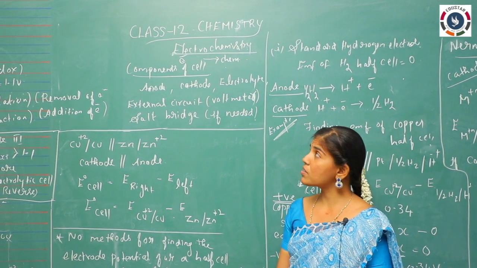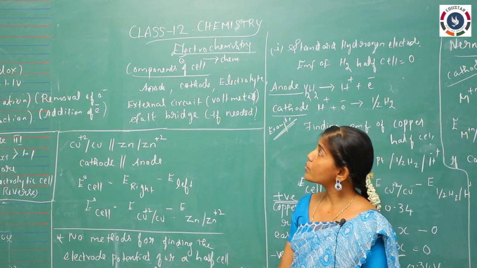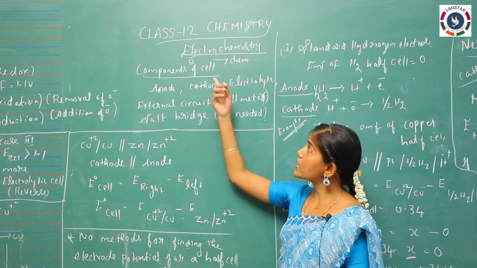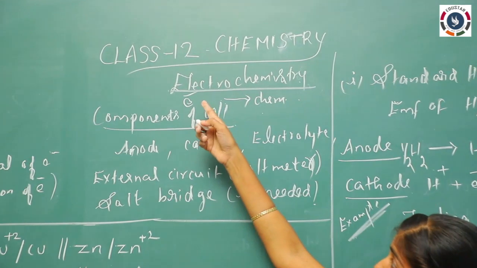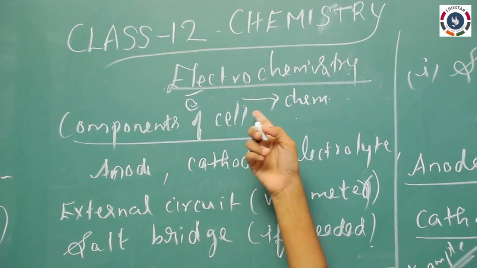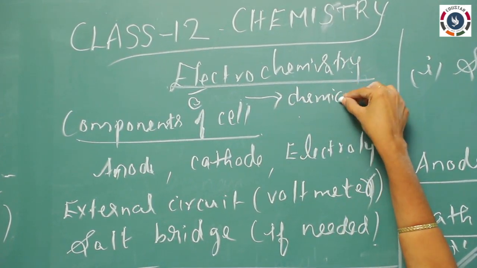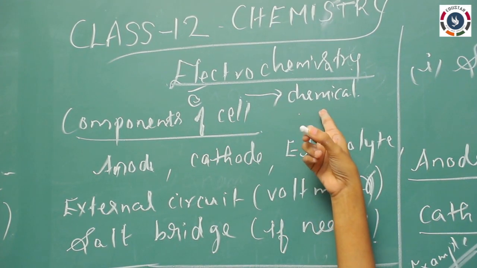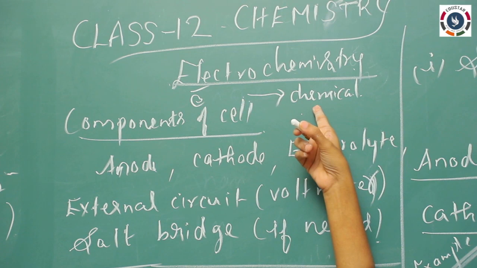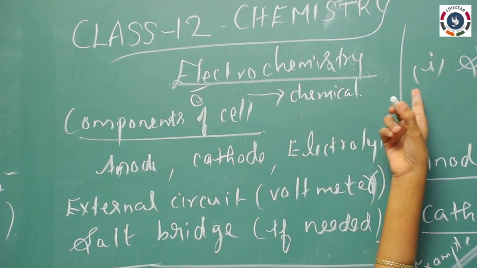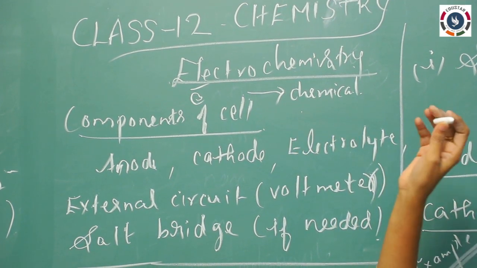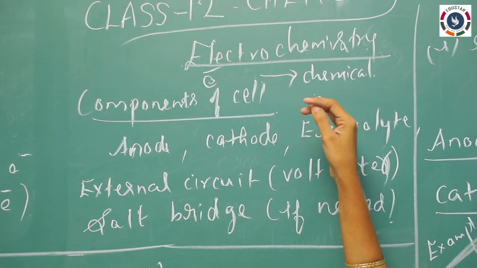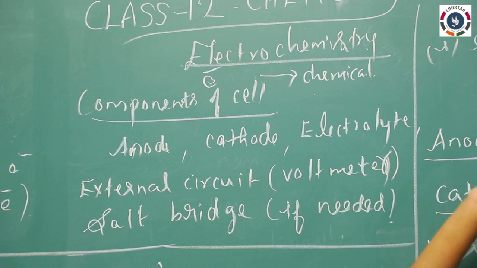This is class 12 chemistry and you are going to see the electrochemistry unit. Now, what is electrochemistry? The flow of electrons will lead to chemical reactions, and those chemical reactions are used to produce electrical energy. Batteries are devices which use chemical reactions for the production of electrical energy.